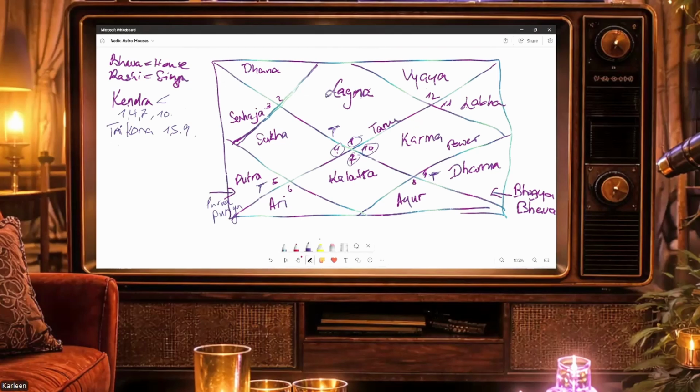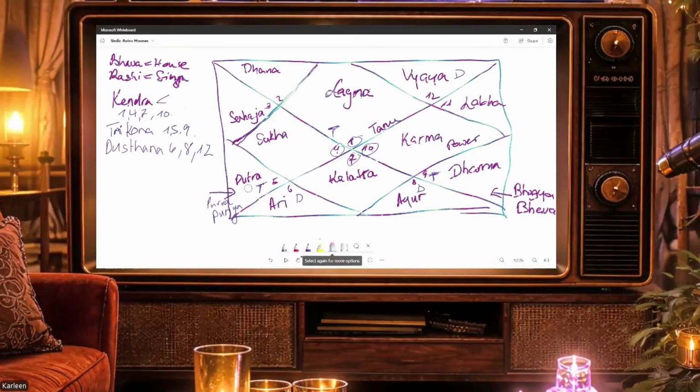So then they have the Dusthana houses, and Dusthana are the difficult houses. Dusthana itself means bad place. And this is 6, 8, and 12. These houses relate to enemies, to death, to loss, and malefic planets can actually do well in these houses by subduing negative significations. So, a strong Mars, for example, in the sixth house could be a good thing.